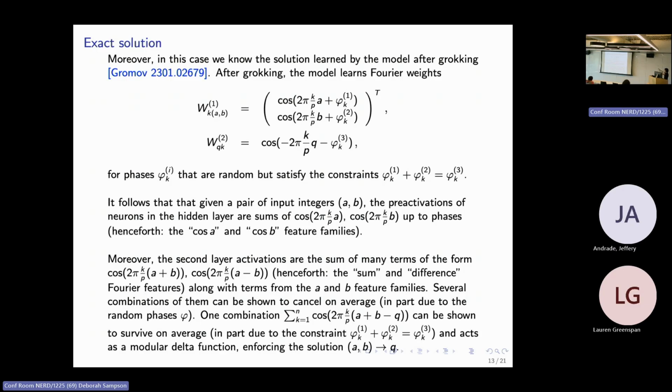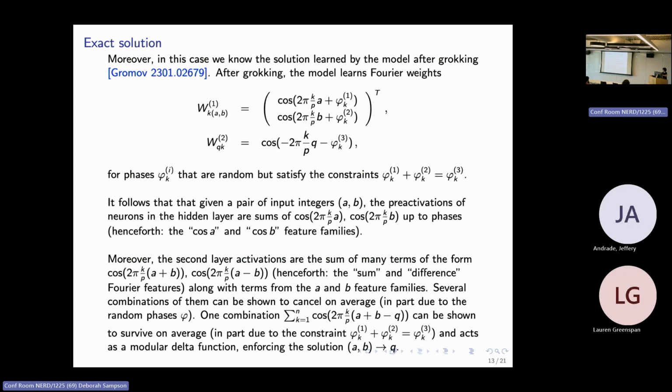Right, so since we know the exact weights of this model to a good approximation, we also know the activations at every step. So when we give this model a pair of input integers a and b, the pre-activations of the neurons in the hidden layer are going to be, you just multiply through by the weights. So there'll be sums of cosine of 2 pi k a over p, cosine of 2 pi k b over p, up to these phases. Henceforth, I'll call these the cosine a, cosine b feature families.